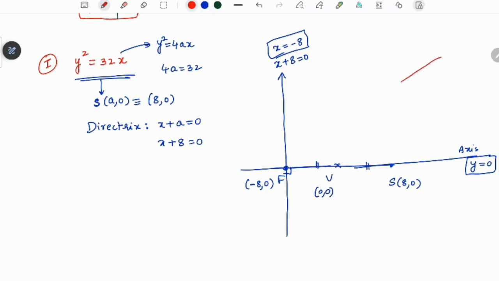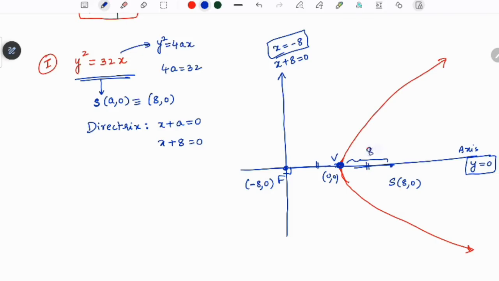So our parabola is like this. This is how our parabola is. This is the origin, right? This distance is 8, and this distance is also 8. So what is this distance? The semi-latus rectum is 16, double of 8. This is also double of 8, which is 16.